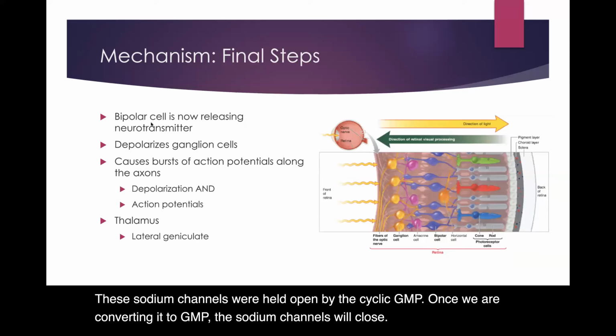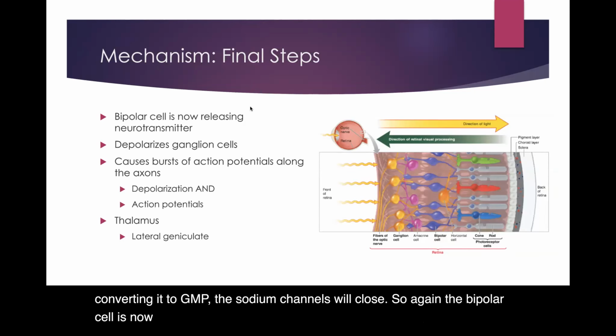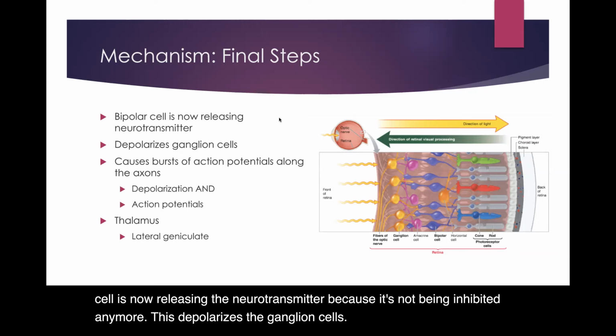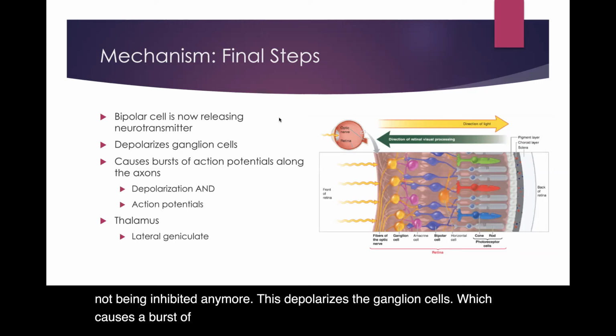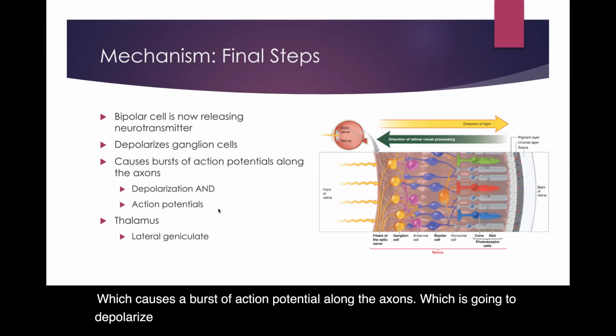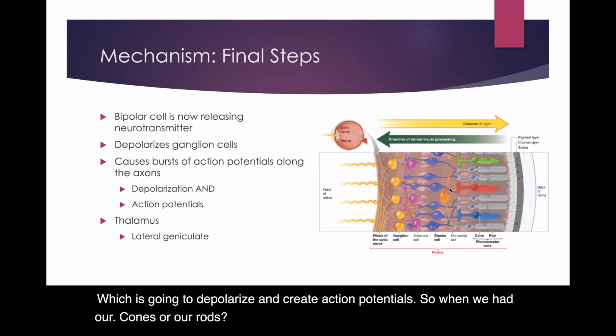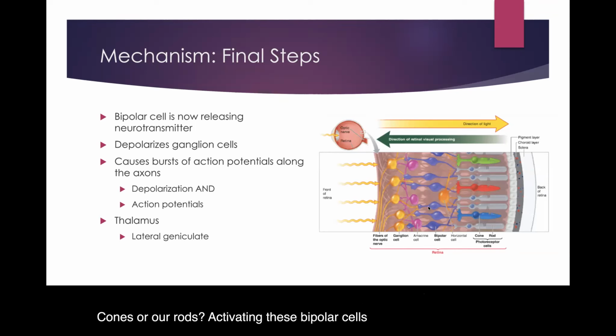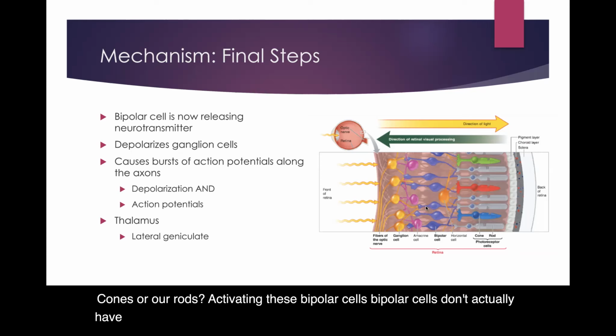So again, the bipolar cell is now releasing the neurotransmitter because it's not being inhibited anymore. This depolarizes the ganglion cells, which causes a burst of action potentials along the axons. So when our cones or our rods are activating these bipolar cells, they don't actually have axons, so nothing is traveling down.